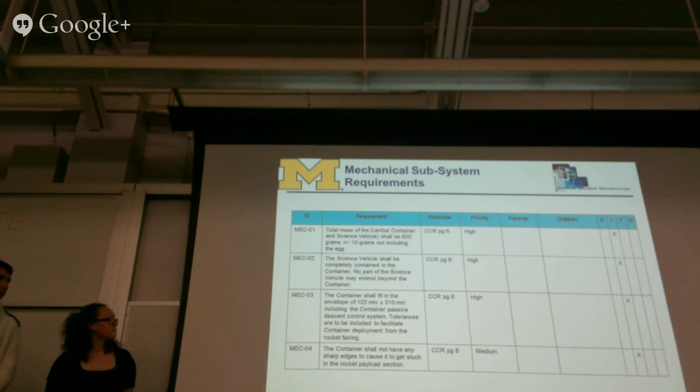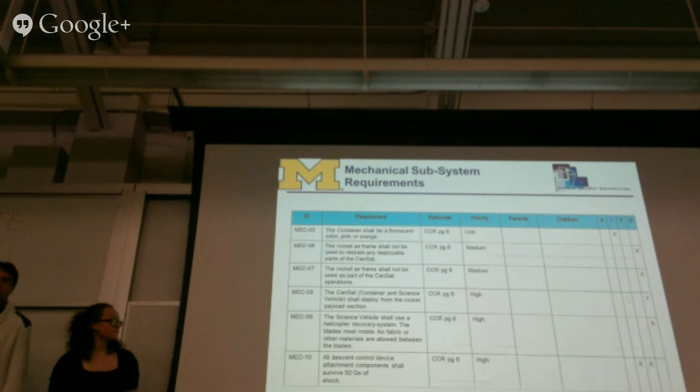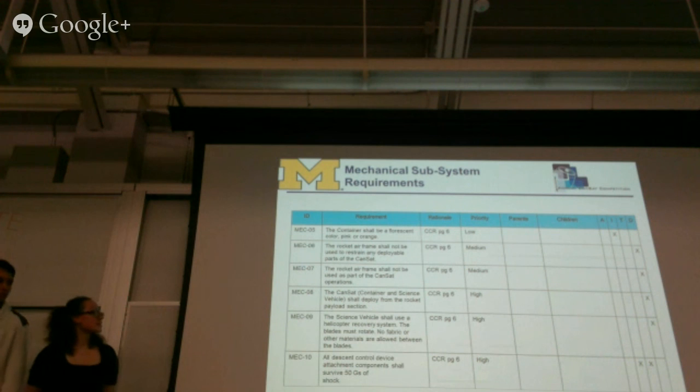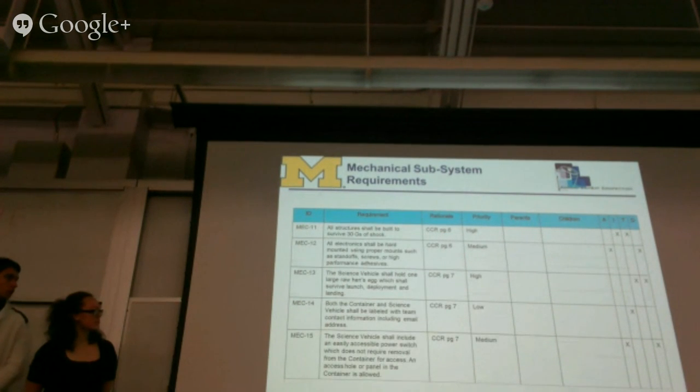And over here we have some requirements that we have set earlier. The total mass has to be 600 grams, plus or minus 10 grams. The science unit must be included in the container specified. The rocket payload should not be used to sustain any parts of the CanSat. The scientific and descent system, and the centrifugal system is 50 and sharp. The structure itself is 530 sharp. All the electronics are mounted on the structure.